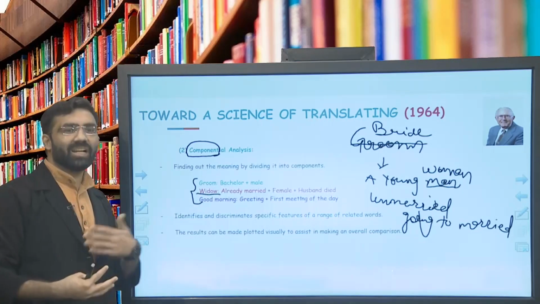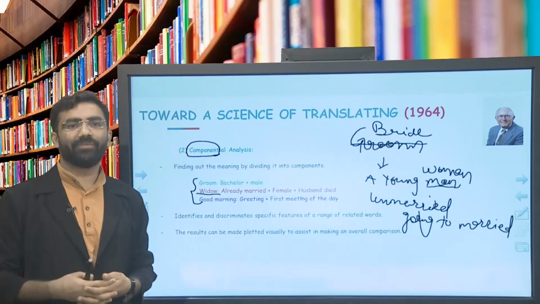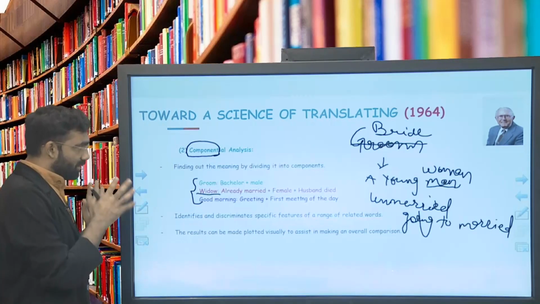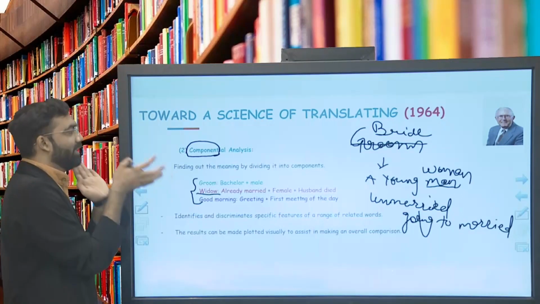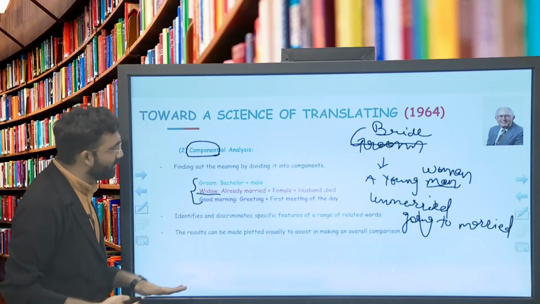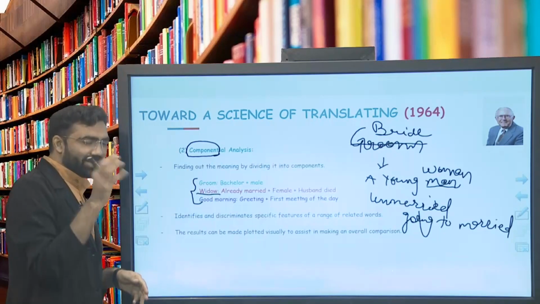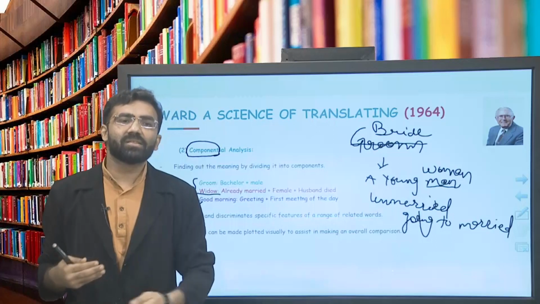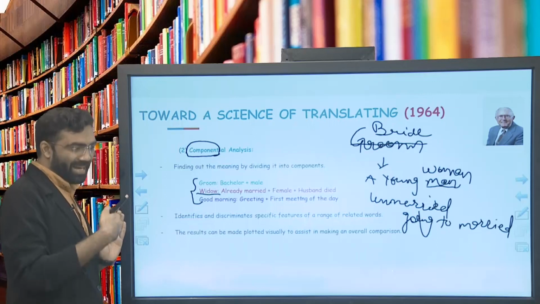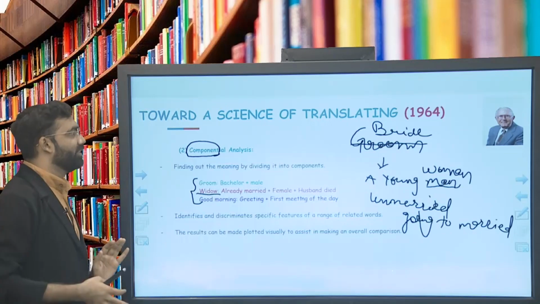And you can create a meaning, you can find out the meaning by dividing it into components. What this technique, componential analysis, does is it identifies and discriminates specific features of a range of related words. Each and every word would have its own specific meaning, and this technique will help you to identify and discriminate specific features of a range of related words.